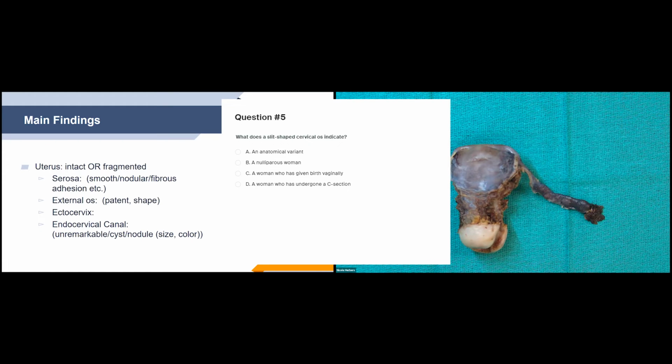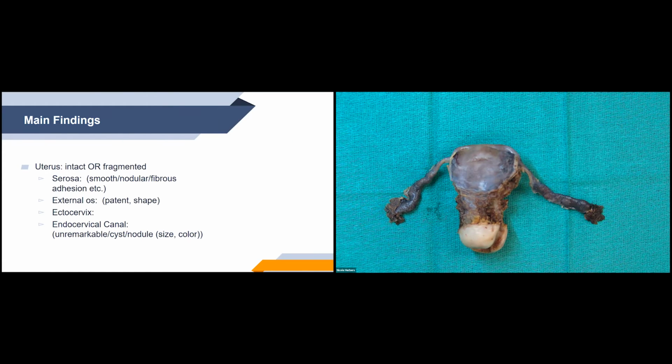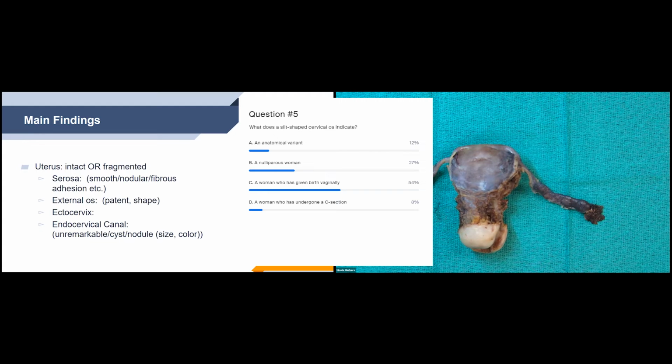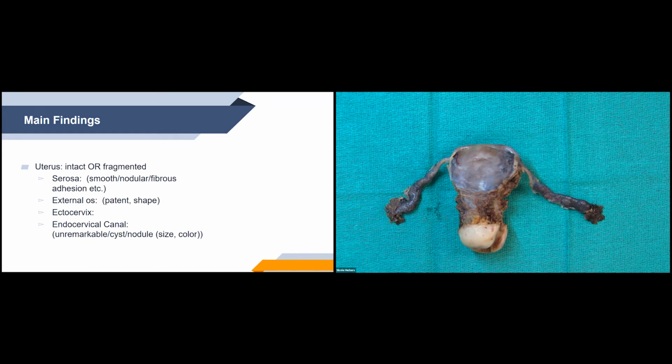Okay, so I'm going to end the polling there and share the results. Great job, everyone. It is C. So it is a woman who has given birth vaginally. The nulliparous woman would be more of a round os. So that is a woman who has not given birth.